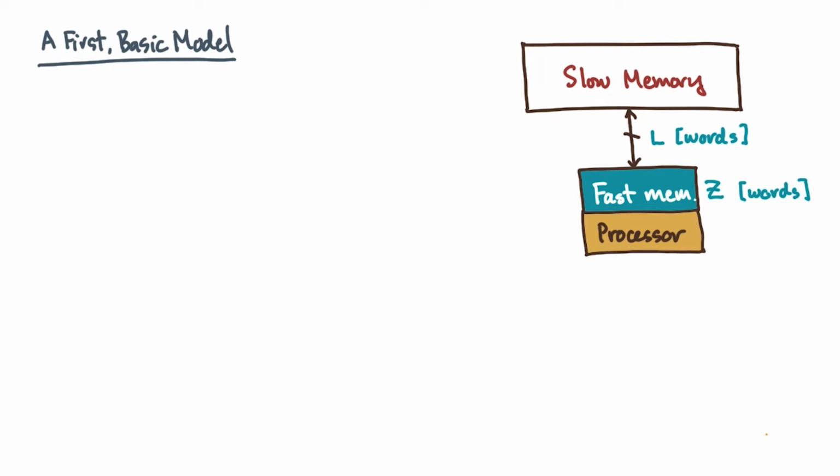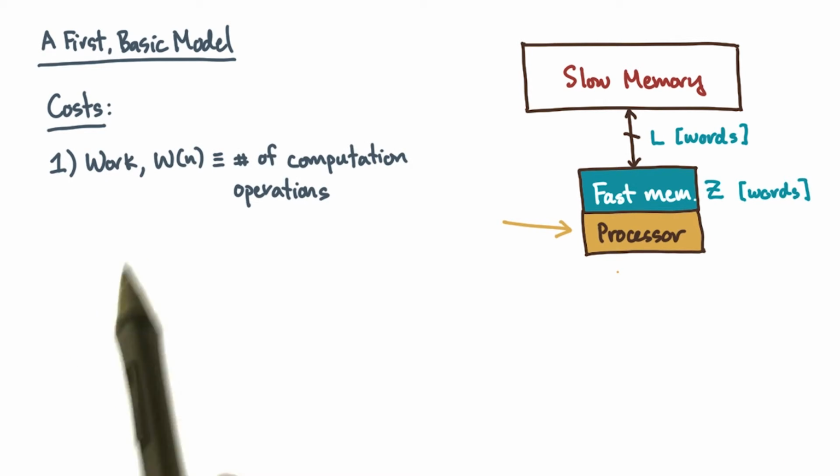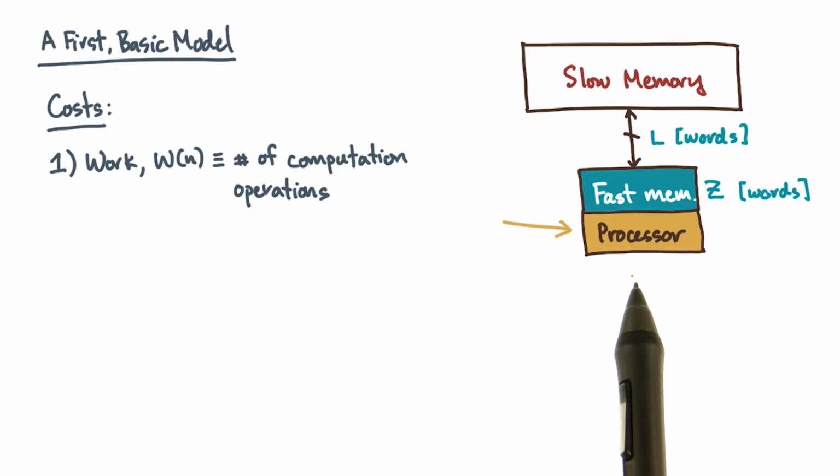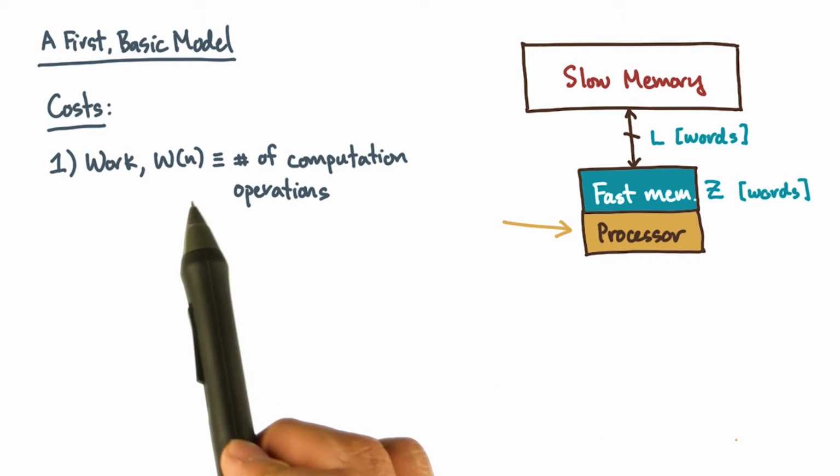As I've stated it, this model implies two major costs you need to think about when designing algorithms. First, how many operations does the algorithm require? In other words, what's the computational work that the processor needs to do? Just like the concept of work in the work span model for a parallel machine, the concept of work in this I/O model will generally depend on the input size n.